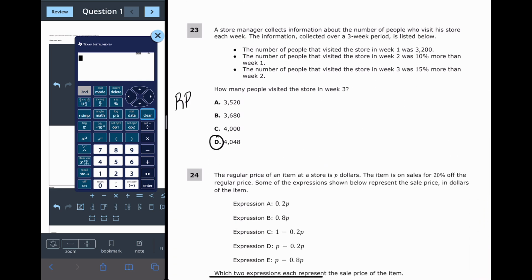All right, a store manager. This was a spicy problem, really spicy. He collects information about the number of people who visit his store each week. So 3 weeks of information. In week 1, there were 3,200 people. In week 2, there were 10% more than week 1. So we have week 1. Then in week 2, we have 10% more than week 1, which is whatever this number is. And then in week 3, we have 15% more than week 2.